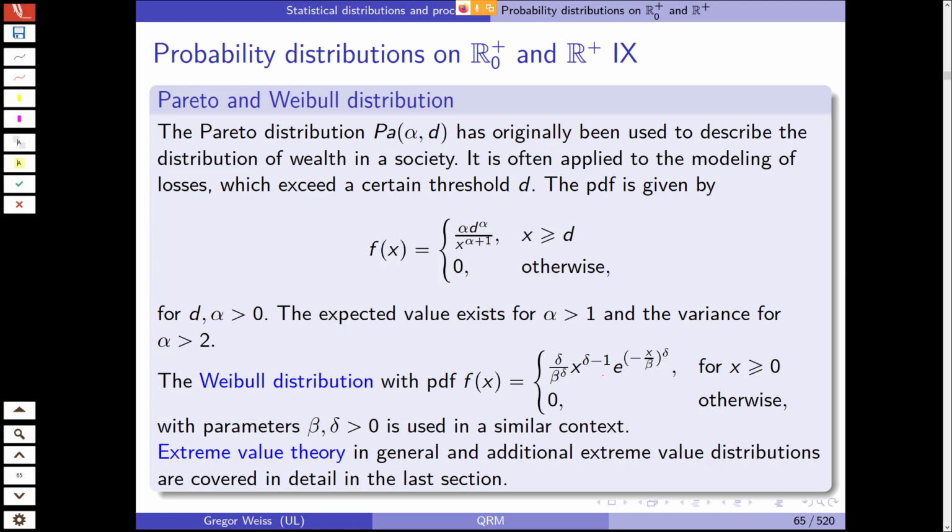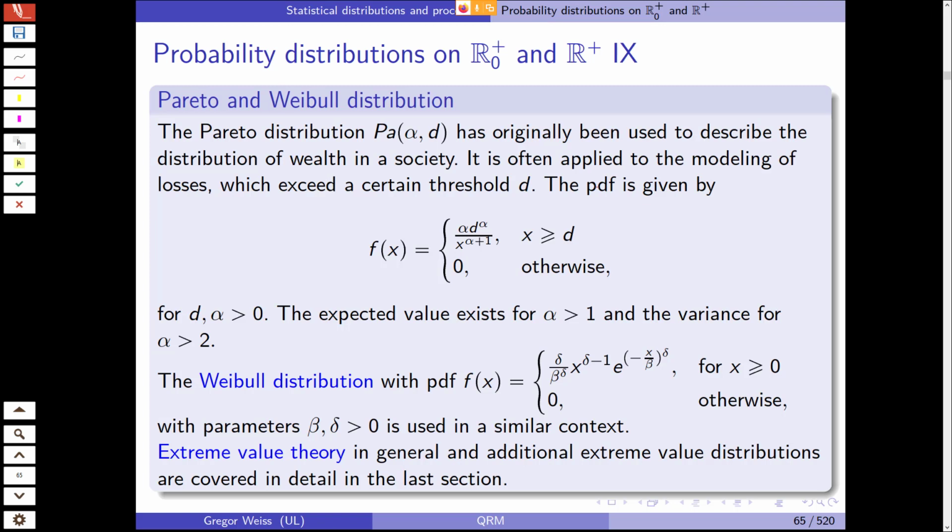Next is the Pareto and the Weibull distribution. Now the Pareto distribution, as the first one, depends on 2 parameters, alpha and d. And it has frequently been used to describe the distribution of wealth in a society, but it's also often applied to the modeling of losses which exceed a certain threshold d.